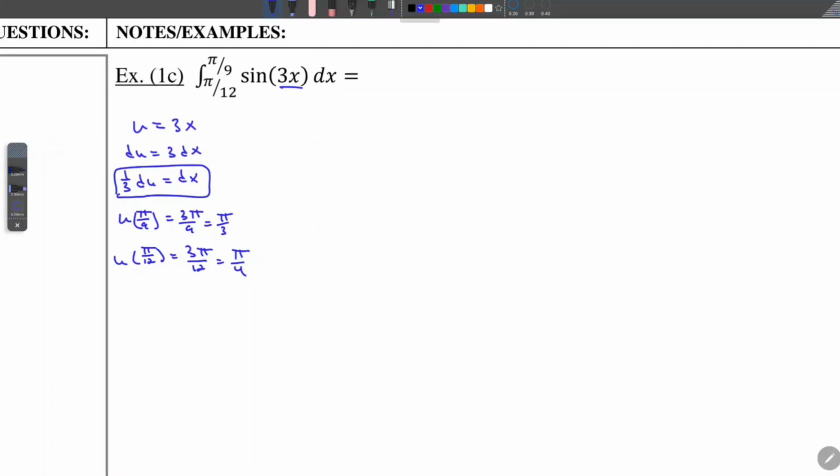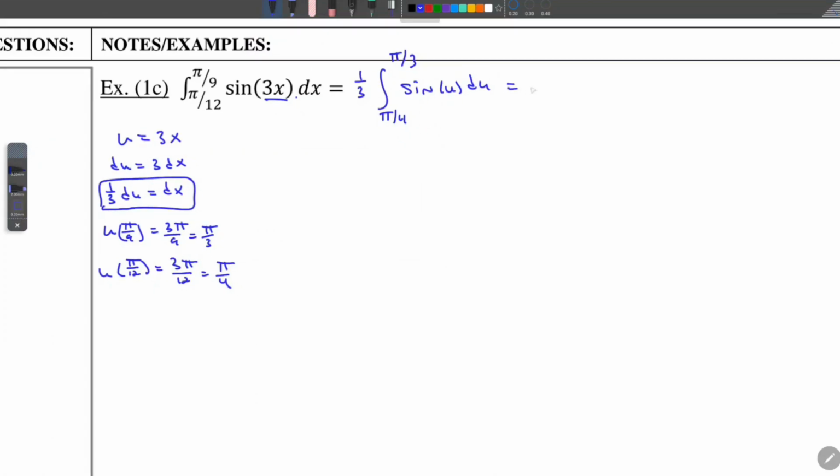So I can rewrite my whole integral at this time and substitute everything out. So don't forget our 1/3 and our integral symbol, and we're integrating from pi over 4 to pi over 3, and this is going to be sine of u du. So we've got total replacement, we've changed our upper and lower limits of integration, and I'm only going to do this problem one way, and that is we're going to turn the whole thing into u's. So we're ready to integrate.